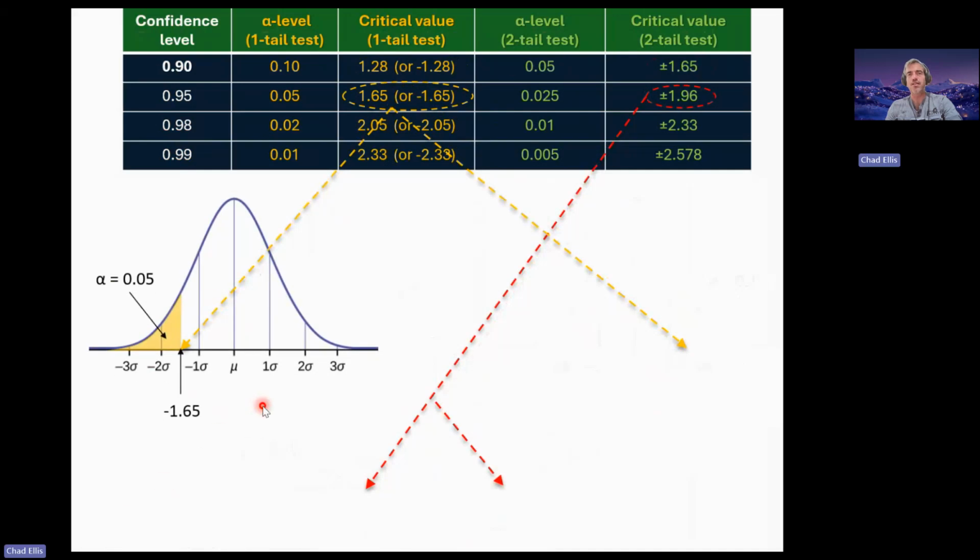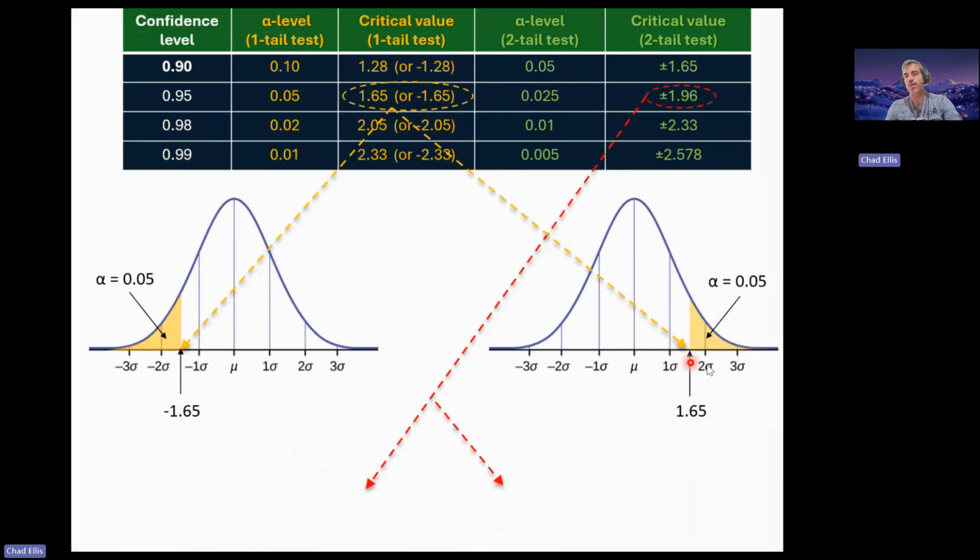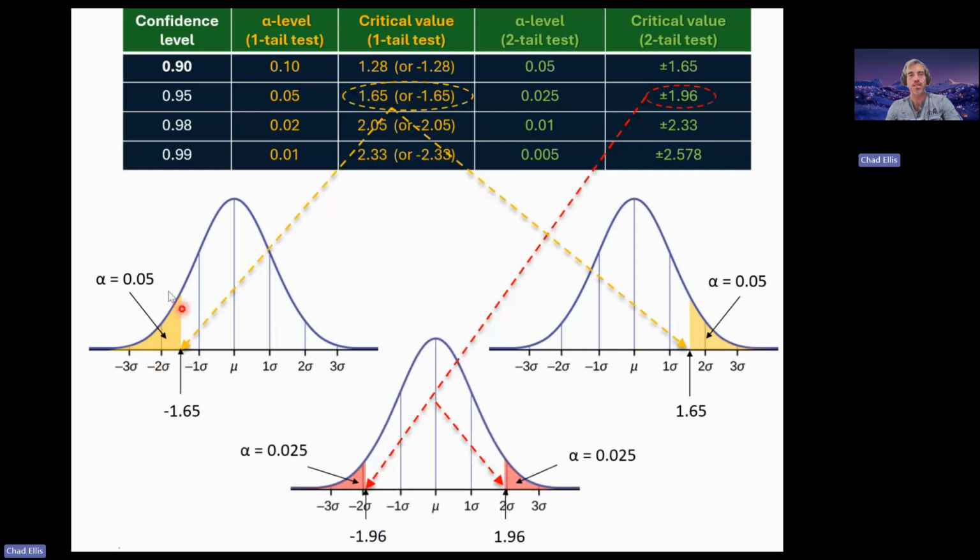So we do a one-tailed directional test. Our critical value, if we are on the left side, is minus 1.65. For a directional test with our rejection area on the right side, we're going to have a critical value of plus 1.65. And if we did a 95% confidence level two-tailed test, we would split the rejection areas in two and put them on each side.